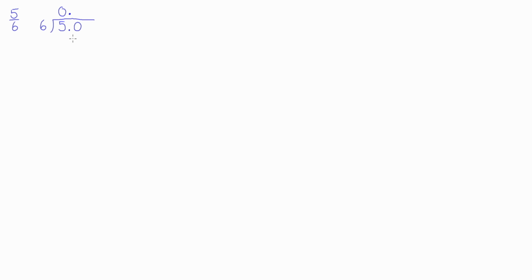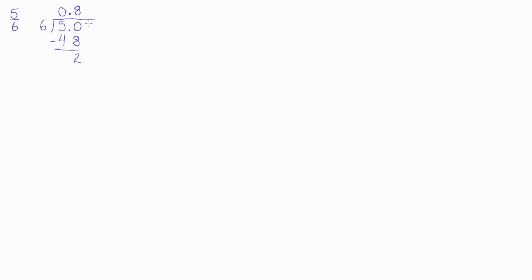Now we can ask, how many times does 6 go into 50? You might know that 6 multiplied by 8 is 48. So I'll write 8 up here, and we know 8 multiplied by 6 is 48. Now when we subtract 48 from 50, we end up with 2. So we don't have a 0 remainder yet.